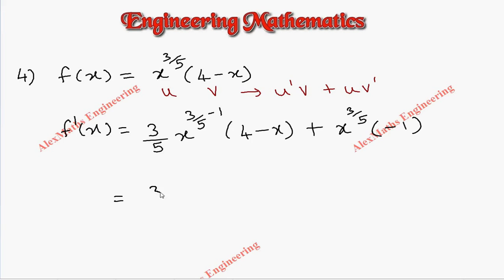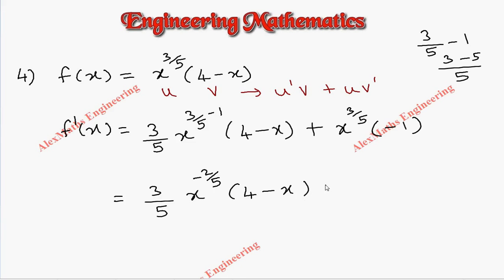Again this is 3 by 5 x power, after taking LCM, 3 by 5 minus 1. So the LCM is 5. So it is 3 minus 5, totally minus 2. Minus 2 by 5 into (4 minus x). And this is minus x power 3 by 5.